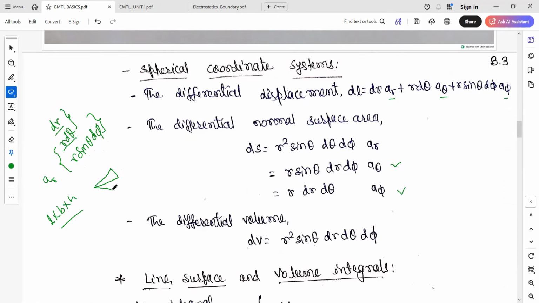Then we have again 3D here. One is the length of this arc, another is the length of this arc. So this is your r d theta, and this is r sine theta d phi. This angle is d theta, this angle is d phi, and this length is the radius r. Finally, we are able to write the volume as the product of these three: r square sine theta dr d theta d phi. So you have to make the diagram; after that you will be able to write. The diagram is very important.